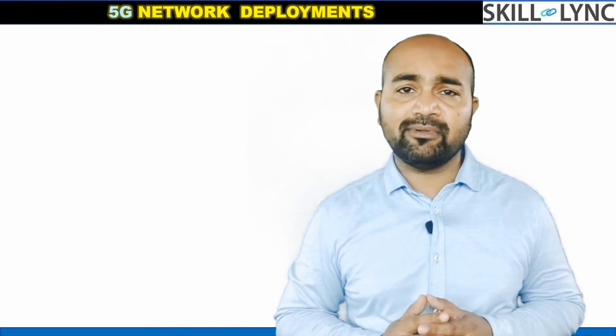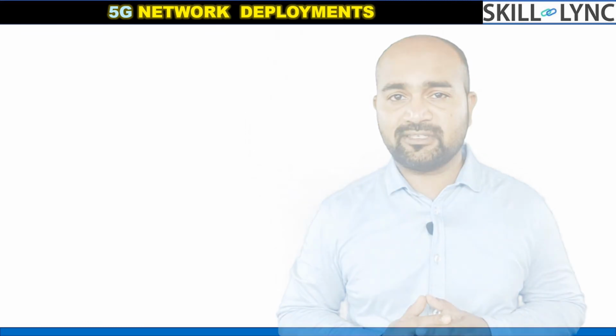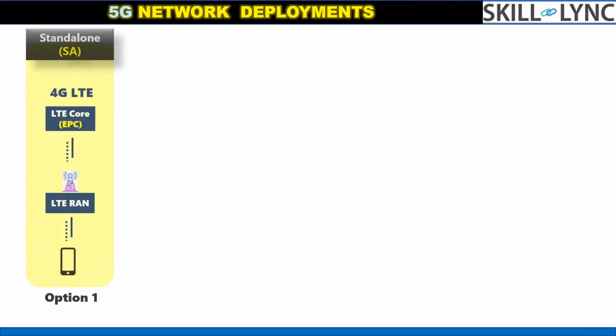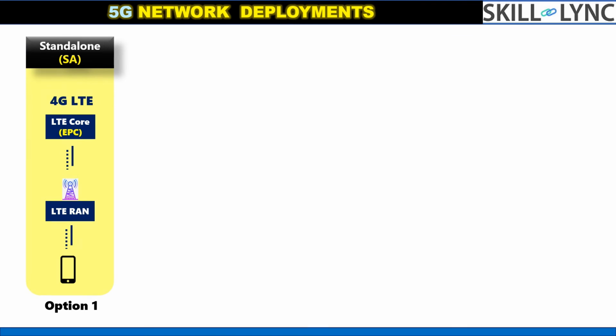Now let's take a look at the overview of various options available for deploying the 5G services. Option 1. Standalone, or SA. Option 1 represents the current deployment model of 4G LTE, which runs on Evolved Packet Core, or EPC. In other words, we can say this is the legacy deployment of LTE radio connected to the EPC that has no relation with 5G. Option 1 is not 5G at all. It is there more as a reference or starting point.